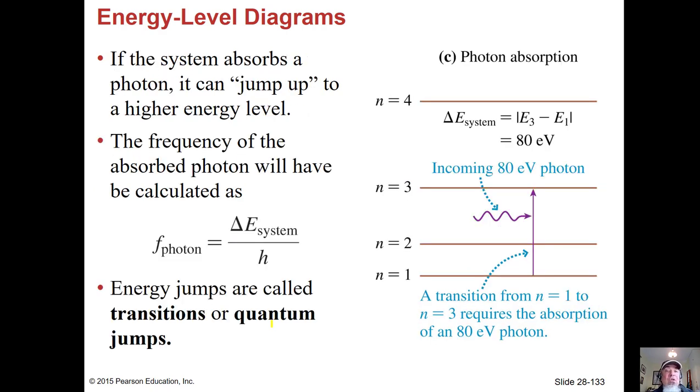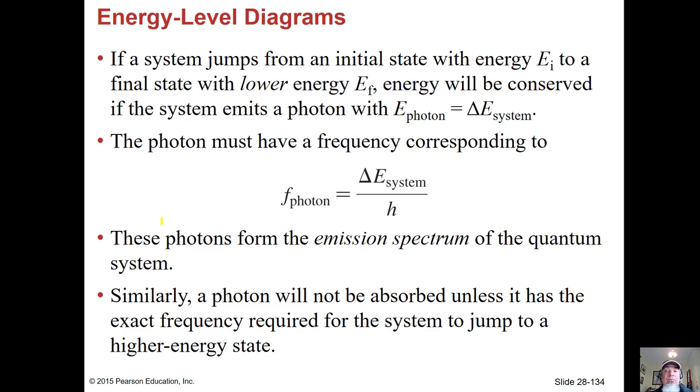Excellent. So if you absorb a photon, you can go in the other direction. So here we're going from 1 to 3. The difference is 80 eV. You have to absorb an 80 eV photon to do that, to jump up. Okay? And if you want to, then you can figure out the frequency of the photon that you absorbed. So it works going up or going down. Just remember, going up you have to absorb, going down you have to emit.